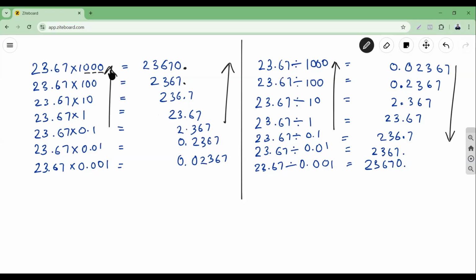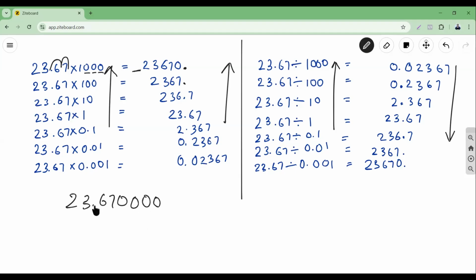Okay, multiplication means the number's value, the product, should increase. Increase means the decimal point has to go to the right side. That means three places: one place, two places, another place, it's not there, no. But what do we know? What do we see? If it is 23.67, there are actually multiple zeros beyond this.